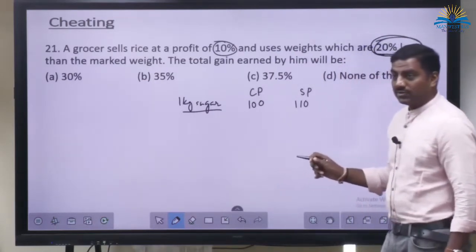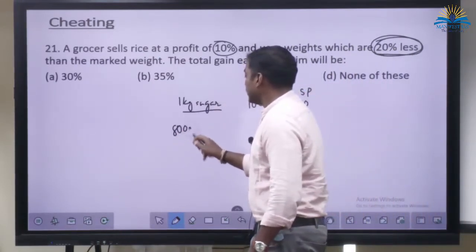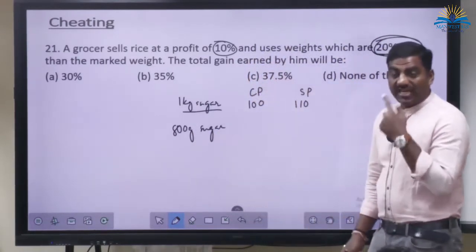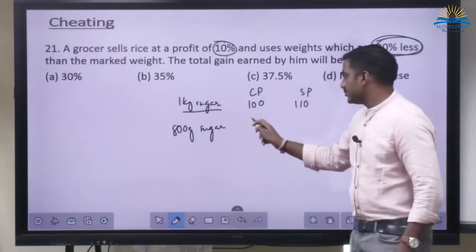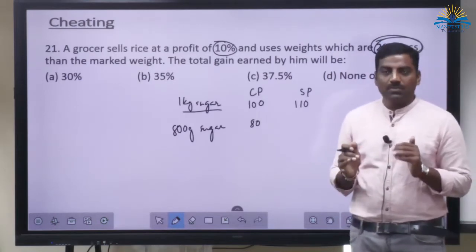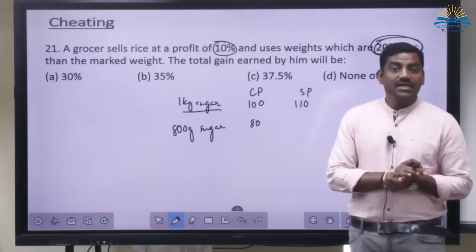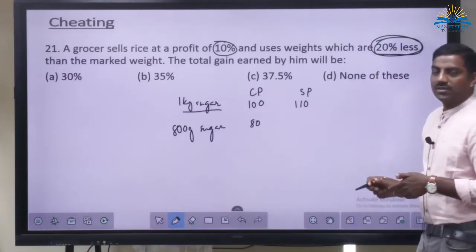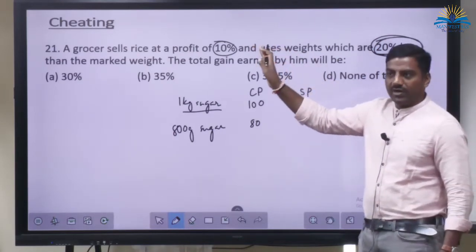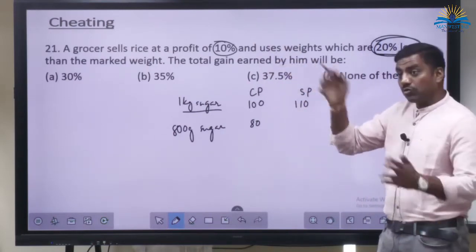So on 800 grams, what is his investment? This is 1 kg sugar investment. 800 grams investment. 800 gram sugar. His real investment is how much? 80, correct? His real investment as a shopkeeper is 80 rupees. But how much is he charging? 110. What is the profit? Entire profit. Because they have mentioned here the profit, ethical profiteering also. In the previous problem, ethical profiteering was not given. But when they give that, we have to club both.